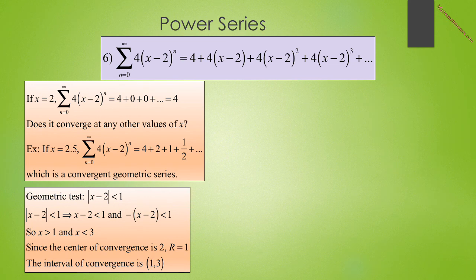We will use our geometric test. The absolute value of x minus 2 is less than 1. So that means that x minus 2 is less than 1, and negative quantity x minus 2 is less than 1. So that implies that x is greater than 1 and x is less than 3. Since the center of convergence is 2, then r is equal to 1, and the interval of convergence, which is the interval of all values of x where our series converges, is from 1 to 3.